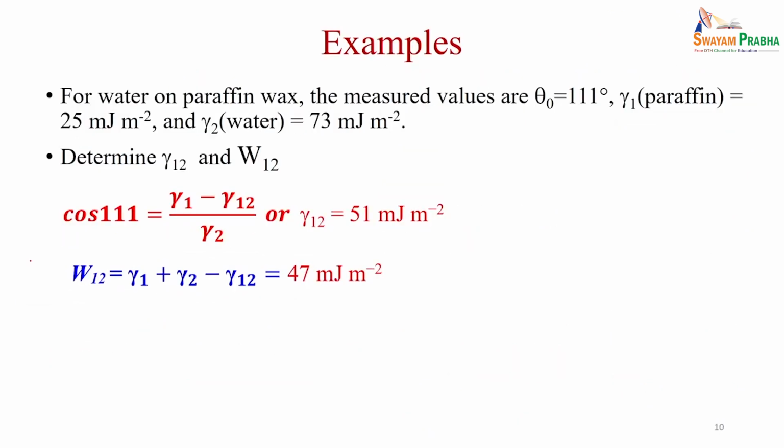So, I will discuss a few examples here. First, let us say you have a paraffin wax and you are measuring the contact angle of water. The contact angle you are measuring is 111 degrees. It means, as expected, it is a hydrophobic surface, since the contact angle is more than 90.